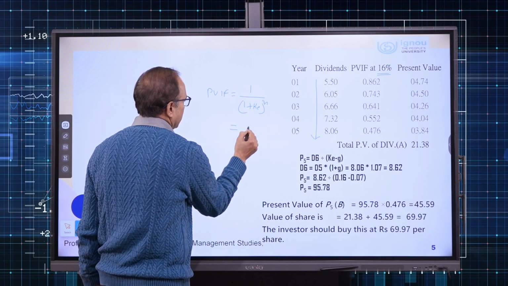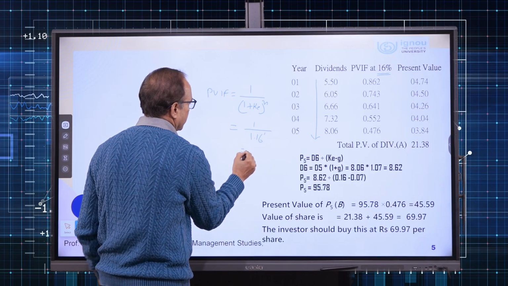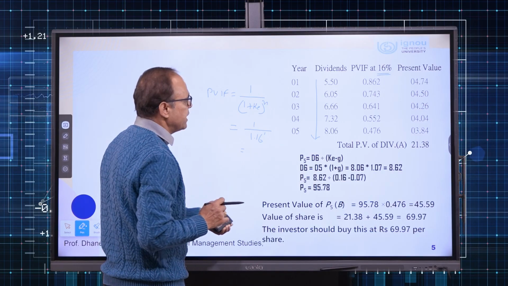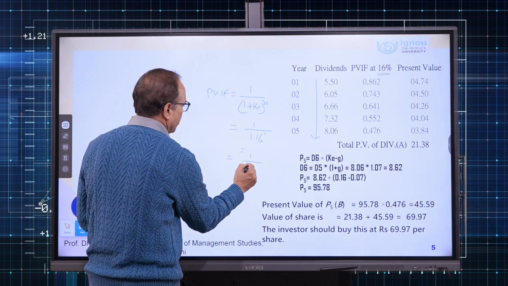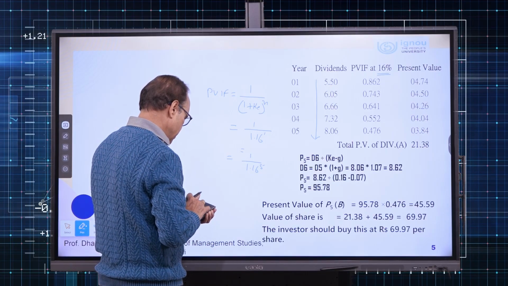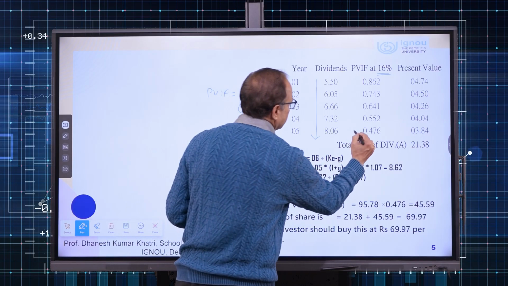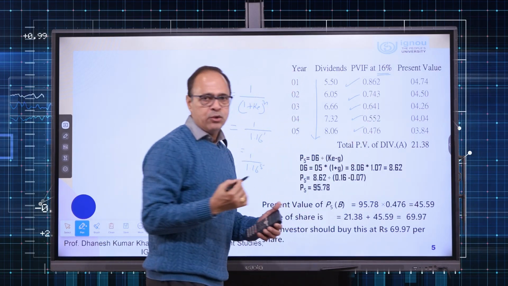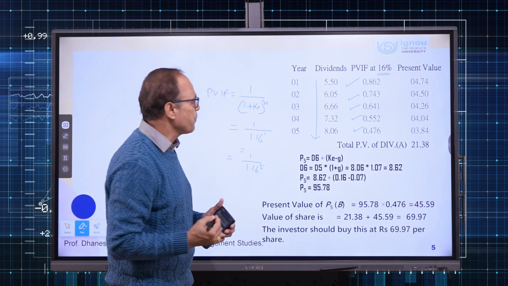So what will be the first year's factor? 1.16 raised to the power of 1. So 1 divided by 1.16, 0.862. Similarly, the 5th year's factor will be 1 upon 1.16 raised to the power of 5, and I get 0.476. So these are the time value factors. Either you can use the time value table or you can use the formula depicted at this time.